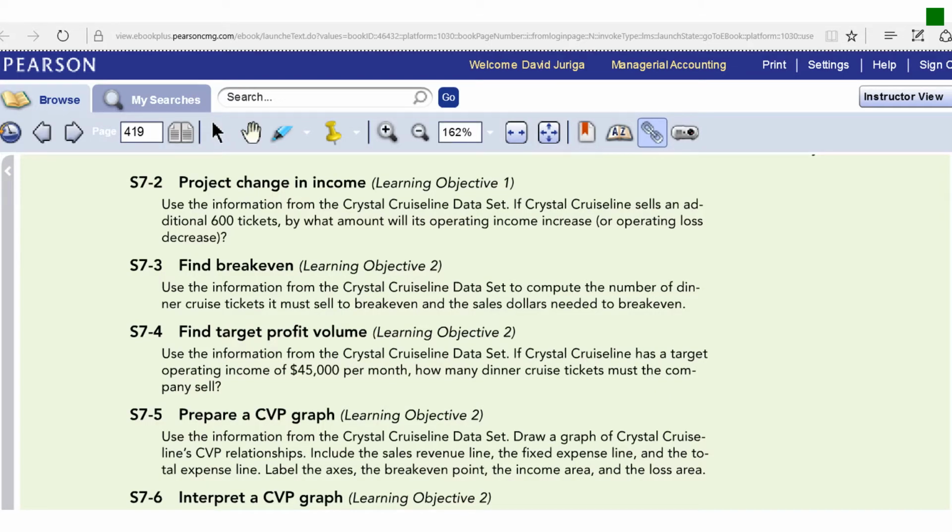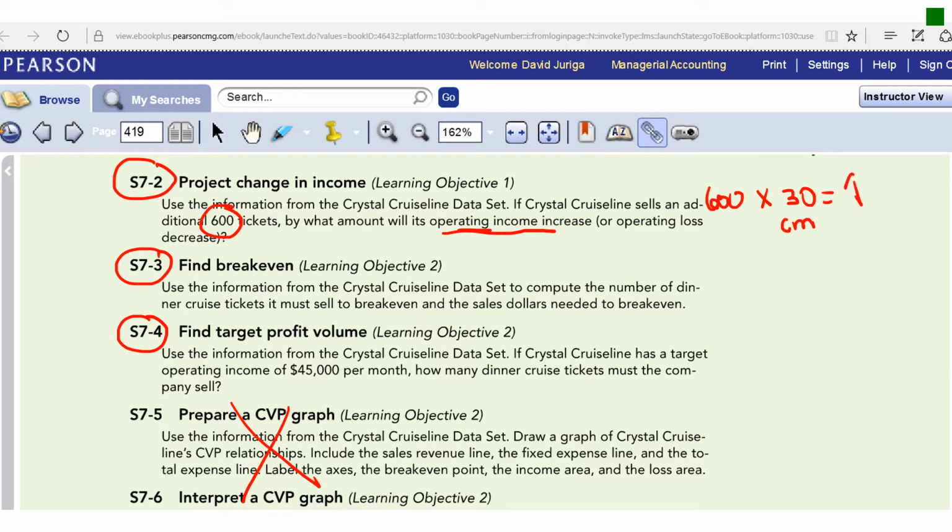Okay, so on the next 3 slides, we're going to walk you through the answers to S7-2, 7-3, and 7-4. I'm not interested in having you graph anything, so you do not have to worry about graphing. Part 7-2 says using the additional data, they want you to calculate how income is going to increase or decrease if they sold an additional 600 tickets. So what you'll do on that one is you'll take that 600 tickets and you'll multiply that by your contribution margin per unit, which was 30 bucks, and that's going to give you an increase of 18,000 to contribution margin, which is also an increase to profit. But again, we'll show you the official answer on the next slide.